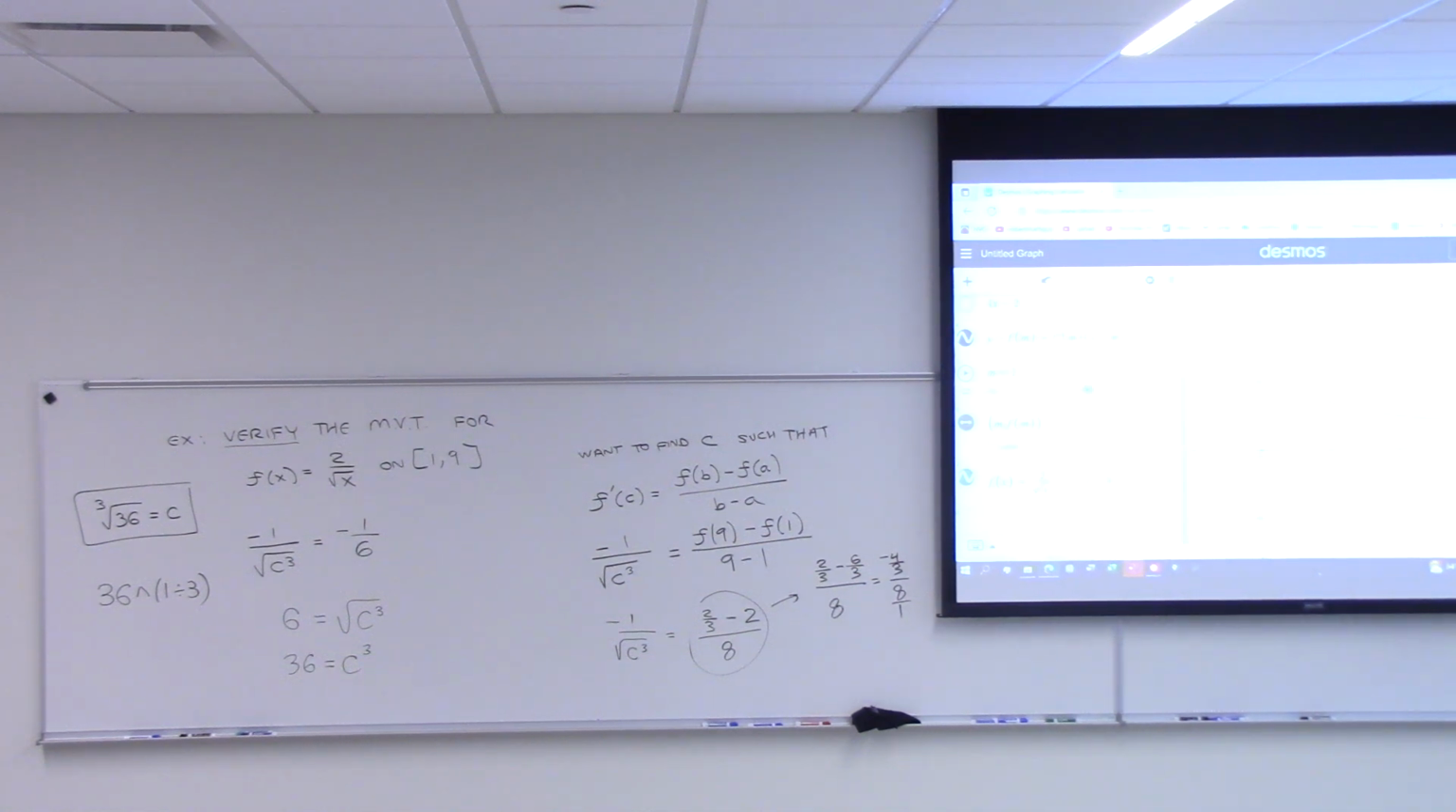Questions? I'm going to try and draw this again. When we plugged in 1, we got 2, and when we plugged in 9, we got 2/3. Those are the two endpoints. Did anyone try that on their calculator? Cube root of 36? I don't think I can do it here. 36 raised to the 1/3. Oh, it did it. Awesome.